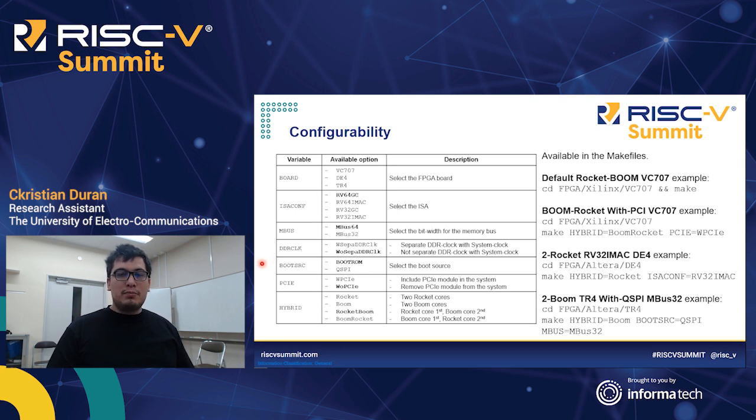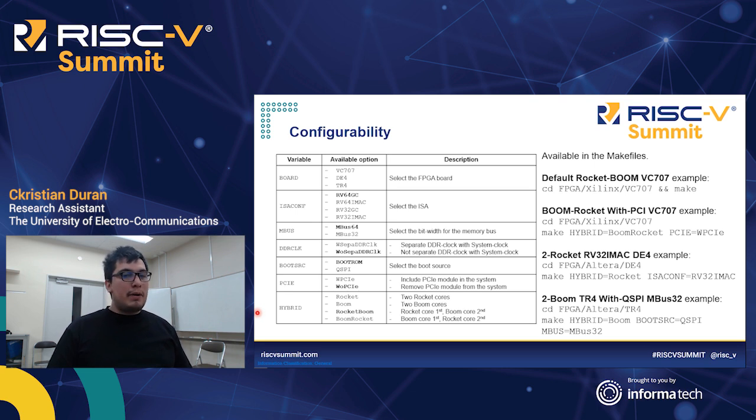For debugging purposes, you can set the boot sources, and whatever is permanent in a boot ROM, or is totally rewritable using the debugging process in the QSPI. You can activate the PCIe controller that is exclusive for the VC707 FPGA. And finally, you can choose the processors that you want to include in this hybrid variable.